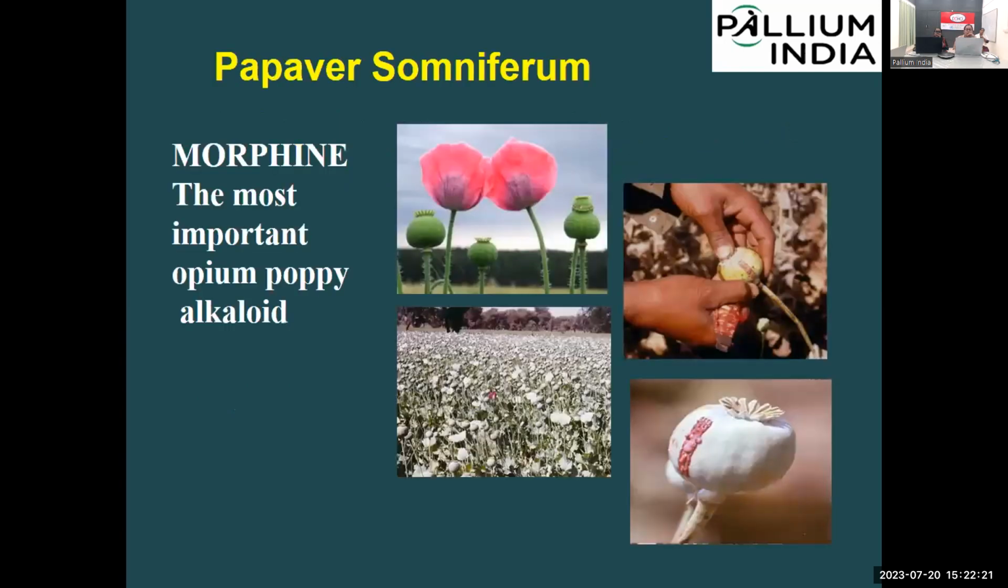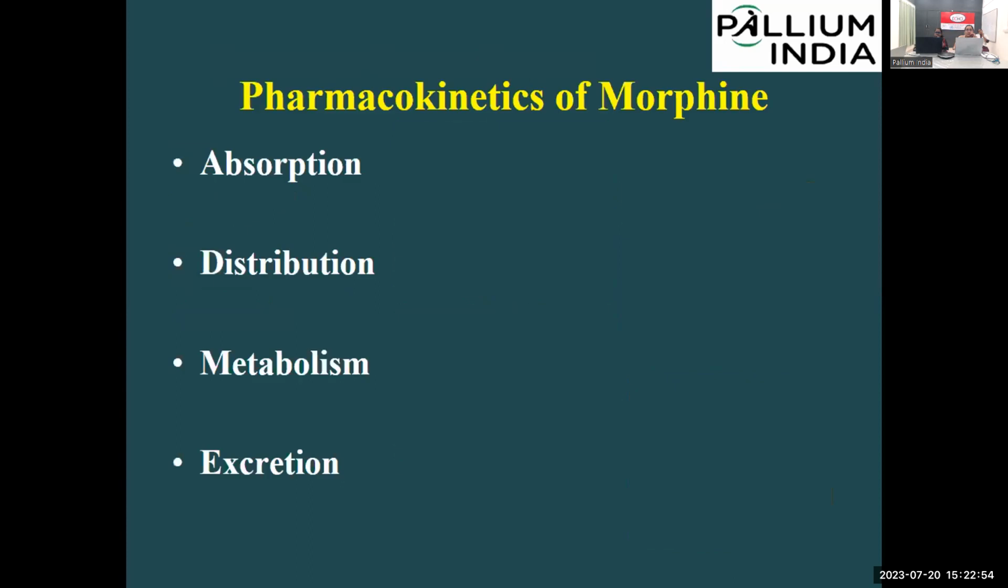So now, morphine is the most important opioid. It is a naturally occurring opioid that is extracted from the opium poppy, Papaver somniferum. This plant is grown mainly in 3 states of India, that is UP, Madhya Pradesh and Rajasthan. Moving on to the pharmacokinetics of morphine, regarding the absorption, distribution, metabolism and excretion, we'll be dealing with them one by one.